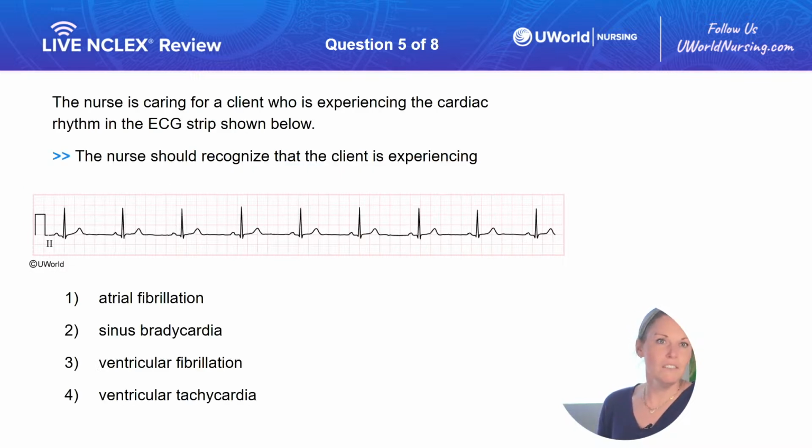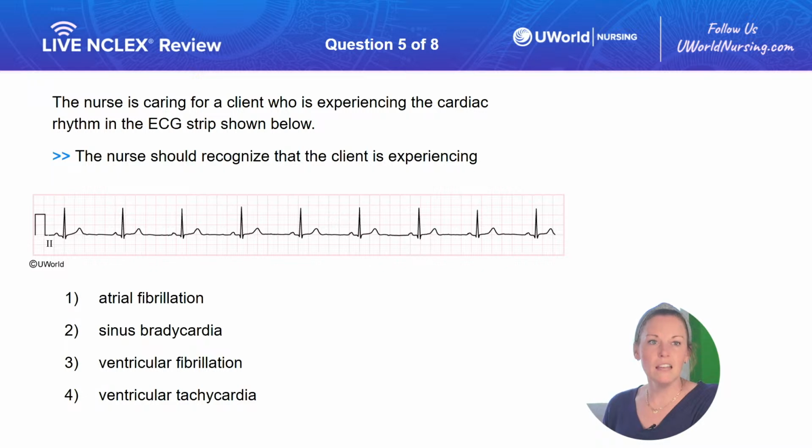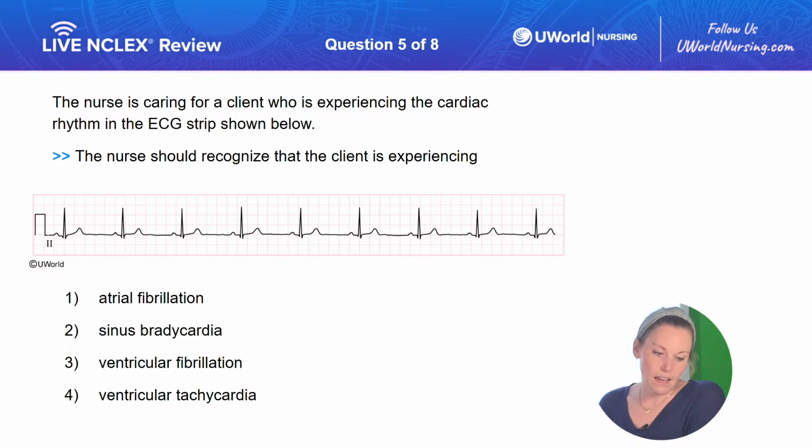The nurse is caring for a client who is experiencing the cardiac rhythm in the ECG strip shown below. The nurse should recognize the client is experiencing option 1, atrial fibrillation, option 2, sinus bradycardia, option 3, ventricular fibrillation, option 4, ventricular tachycardia. All right, let us know what you guys think.